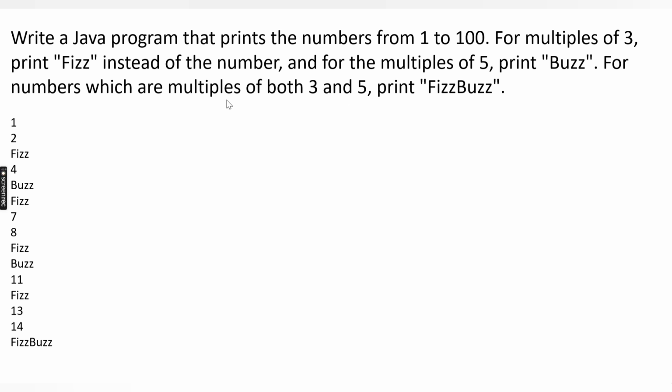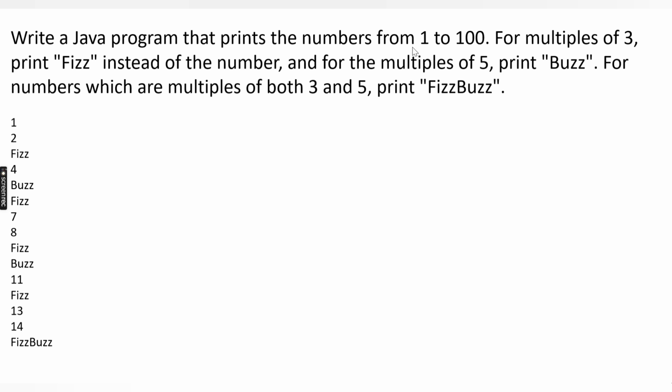And the third condition is for the numbers which are multiples of both 3 and 5, we need to print FizzBuzz. So here 15 is a multiple of both 3 and 5, right? So in this case we have printed FizzBuzz. We need to continue this logic till 100. So let's start coding for this.